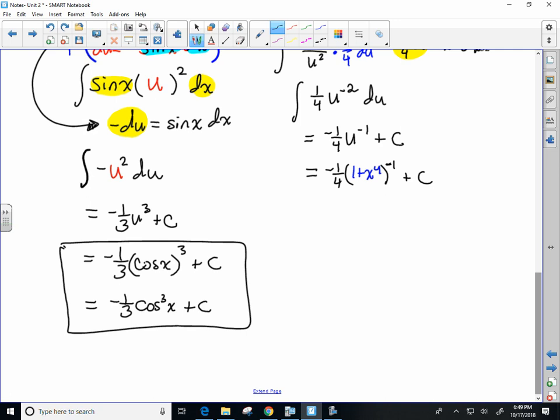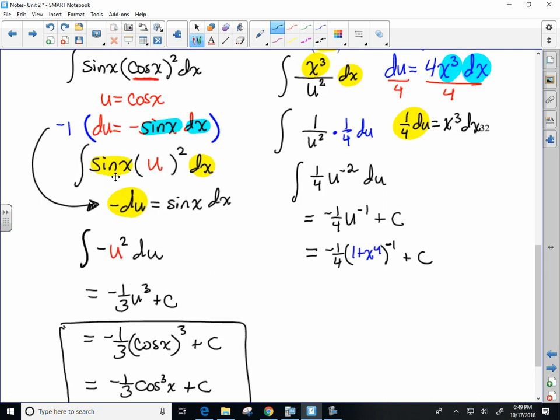Why did you want negative? Because when we took the derivative of cosine of x, it gave us a negative sine x. So in order to do our substitution, I needed to get rid of sine x dx. So I had to solve for sine x dx in order to do that substitution, and it just gave us algebraically a negative du.